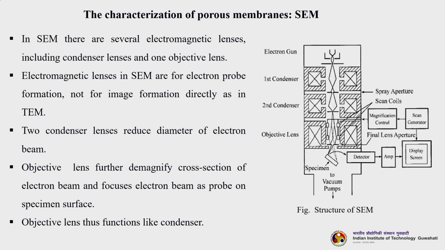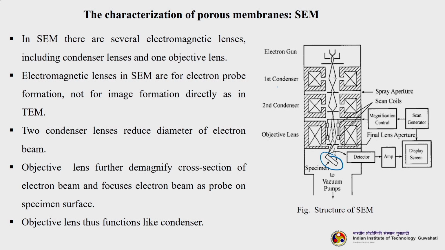In TEM the electromagnetic lenses do the image formation, whereas in SEM they do not do any image formation, they help in electron probe formation. Here the 2 condenser lenses reduce the diameter of the electron beam. They are condensing, that is why the name condenser lens. The objective lens further demagnifies the cross section of the electron beam and focuses it as a probe on the specimen surface. You can see this is your specimen, held in a tilted position. So, the objective lens functions like a condenser.